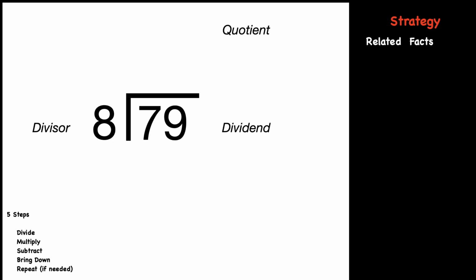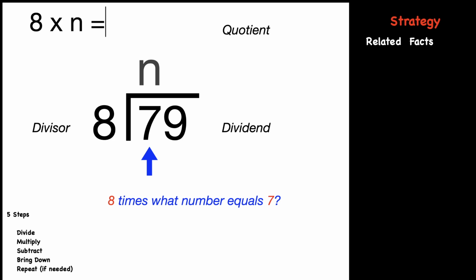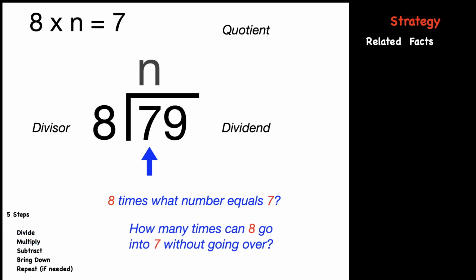Okay, let's try solving 79 divided by 8 using our multiplication or related facts. The first step is to ask yourself, 8 times what number goes into 7? So we start with the 7. The letter n up at the top means that's what we're looking for. In other words, how many times does 8 go into 7 without going over? And again, it's kind of confusing, and that's why division takes a little bit of practice.